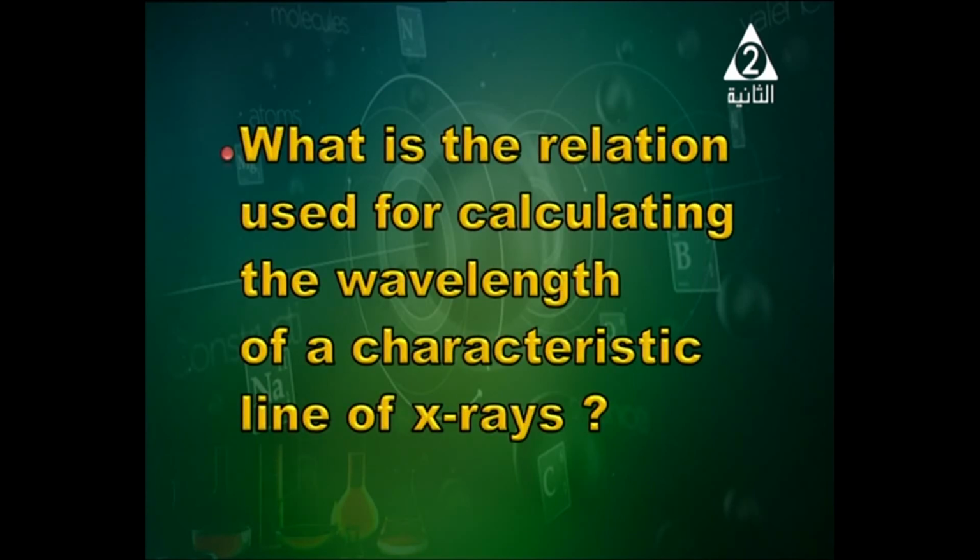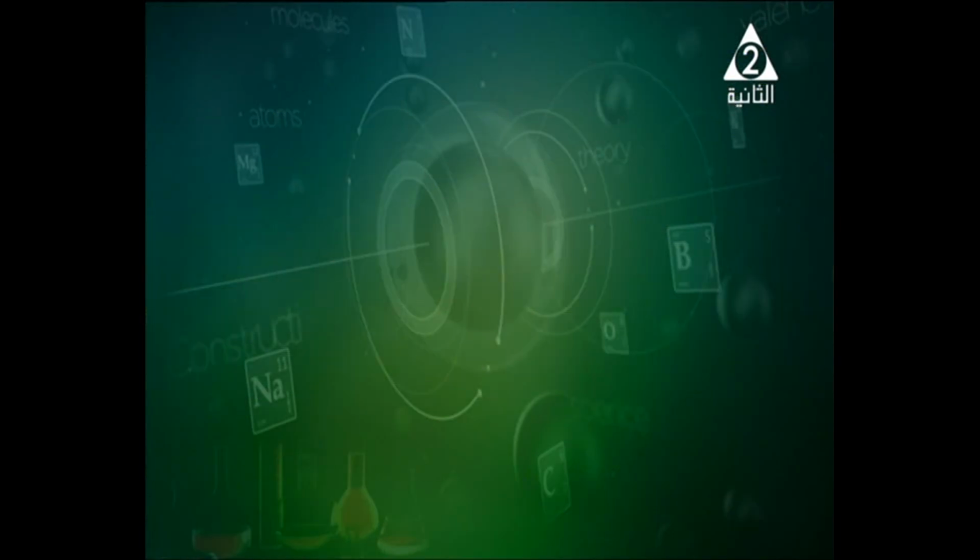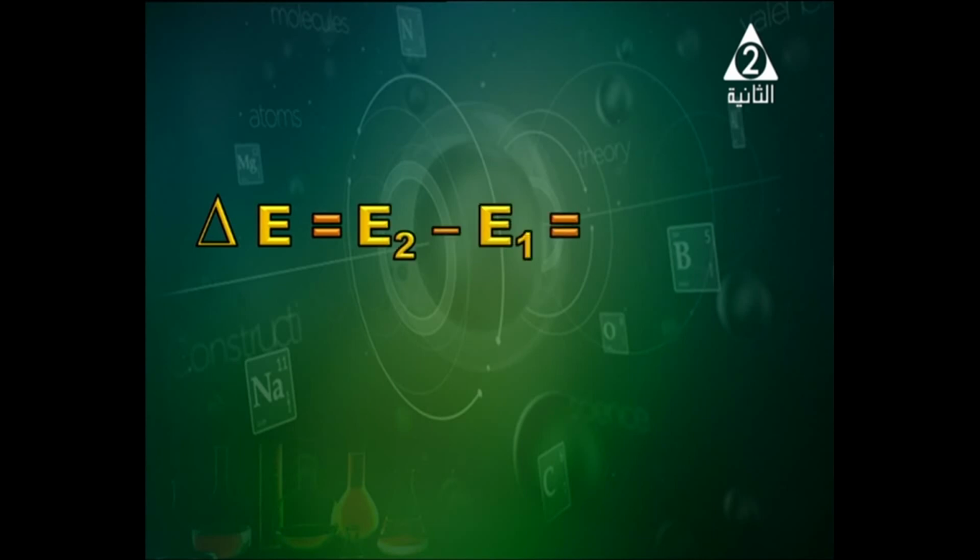Okay, another important question. What is the relation used for calculating the wavelength of a characteristic line of X-rays? We want the relation used for calculating the wavelength of a line spectrum. Okay, the difference in energy levels equals E2 minus E1, and it is equal to h nu, and nu of course could be replaced by c over lambda. In this way we can calculate the wavelength lambda.